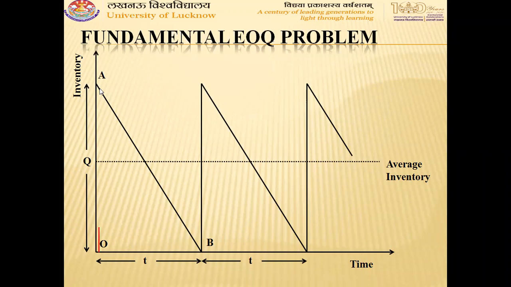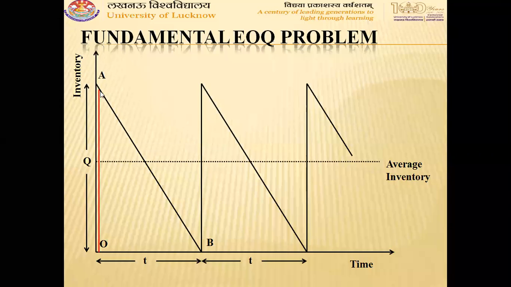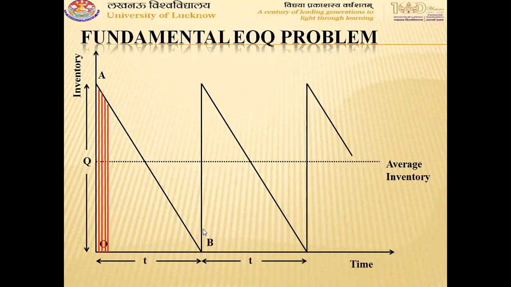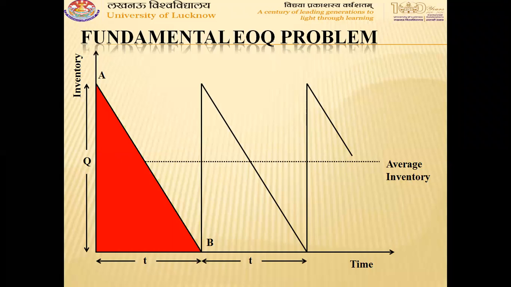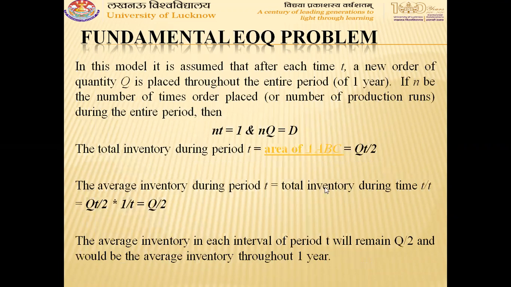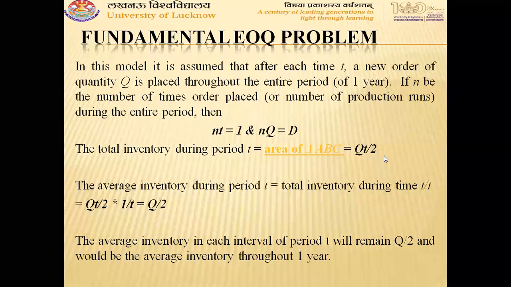After some time the inventory decreases in such a manner, that means to some low then Q, then again it decreases, and at the next time point it also decreases and so on. So we can say that the total inventory will be the area of the triangle OAB. It is a triangle, its area will be half into length into height, that means Q into T by 2. So total inventory will be Q into T by 2.